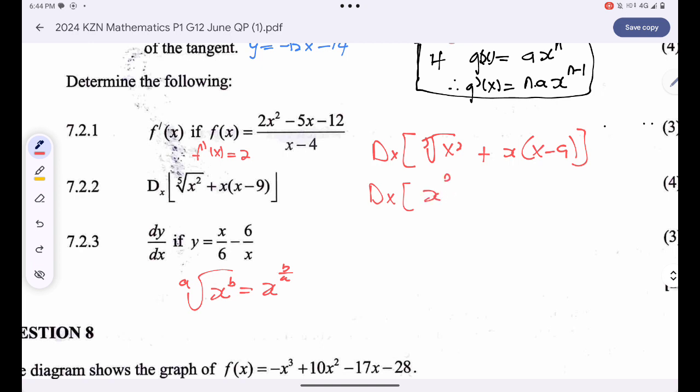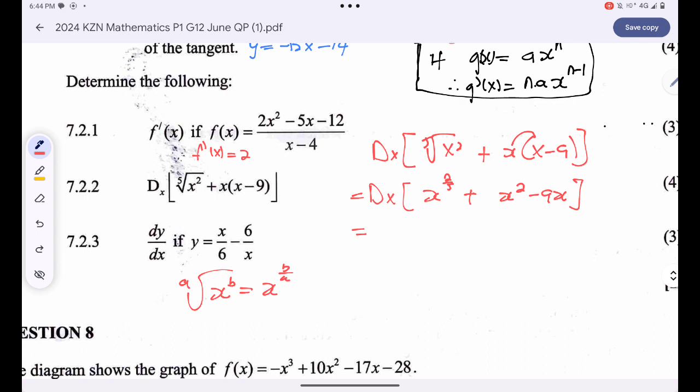This is x to the power 2 over 5 plus x multiplied by x, that's basically x squared, x multiplied by negative 9, that's negative 9x. Right? And now I can simplify my derivative. Why? Because I don't have brackets, and the variable I'm supposed to derive is not in surd form. The variable I'm supposed to derive is not at the denominator as well. I can therefore find my derivative.